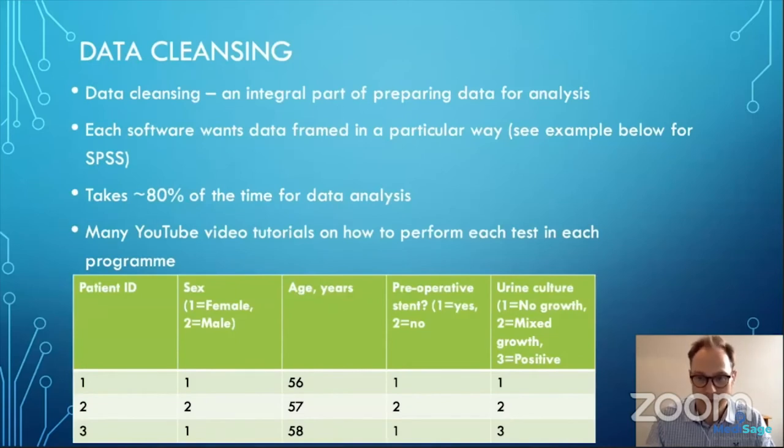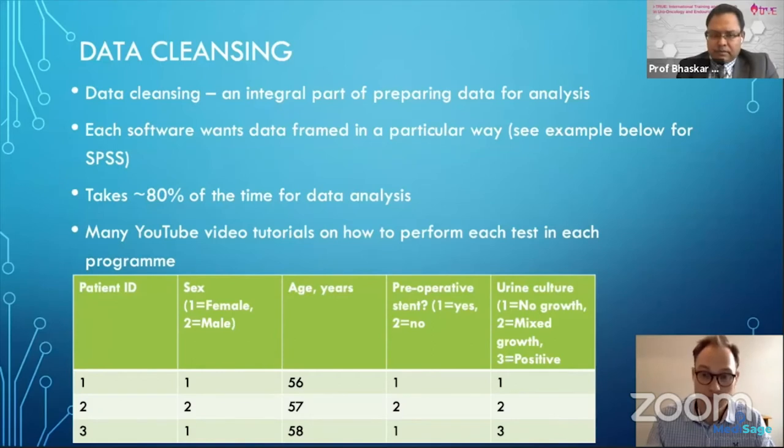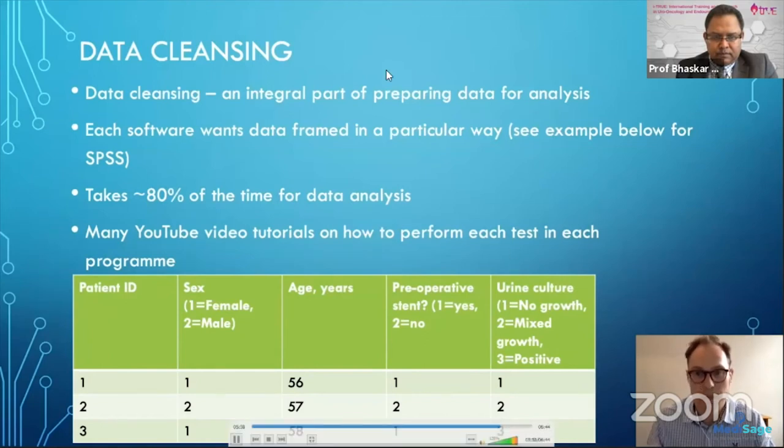So once you've selected your test and decided on your software, the major step between you and the result is data cleansing. This takes the majority of the time needed to perform a particular set of analyses. Each software wants data framed in a particular way. Because of this, data cleansing is often where people become stuck when trying to perform a particular test. My advice is to try and code your dataset before you start, especially if you're using SPSS. SPSS likes everything to be coded as numbers, whilst in R you can use words. Obviously these have to be the same. So in other words, yes or no.